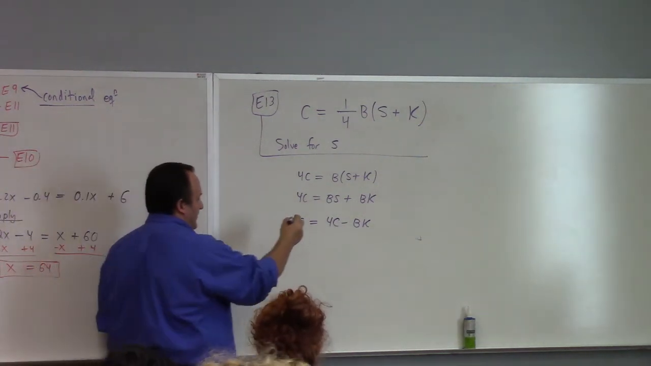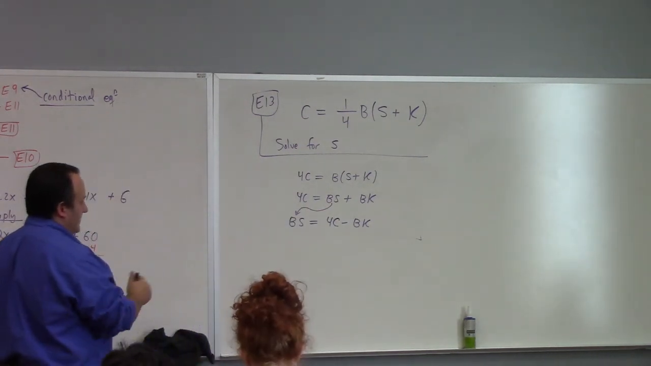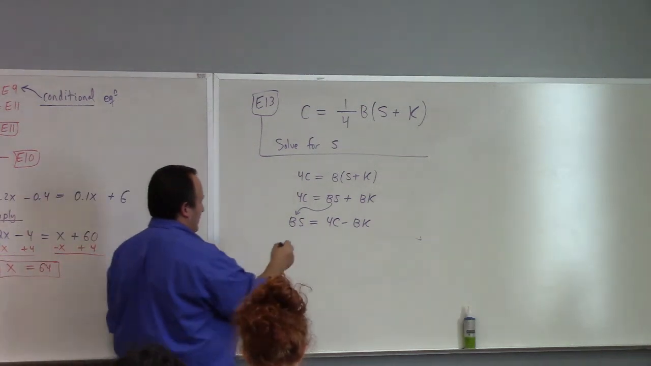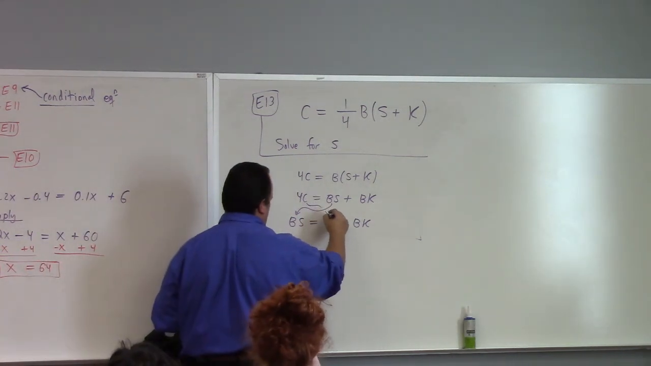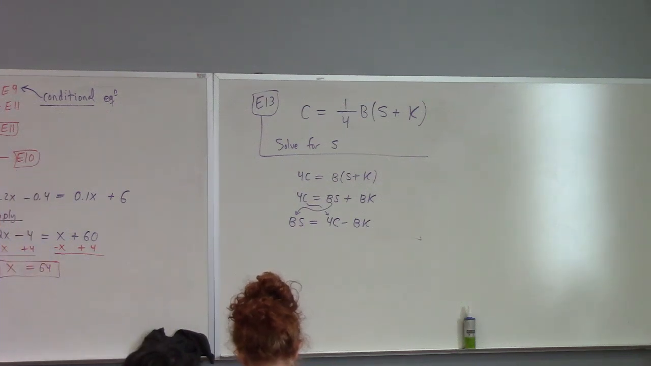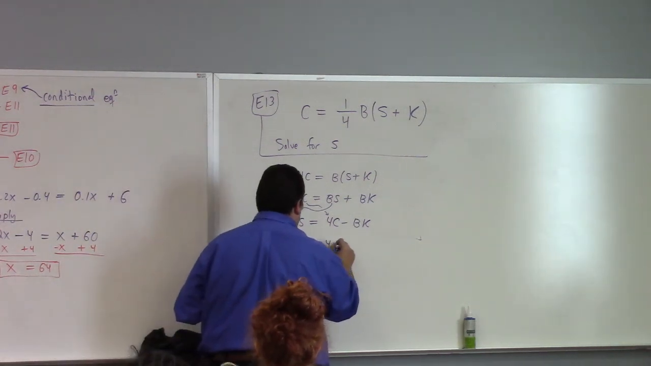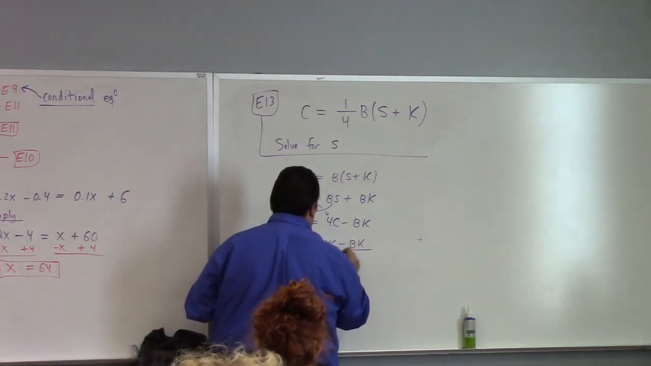So I put this over here, and I turn the equation over, I know it's confusing if you don't see what I did. And then what? Divide by B. So S is equal to 4C minus BK over B.